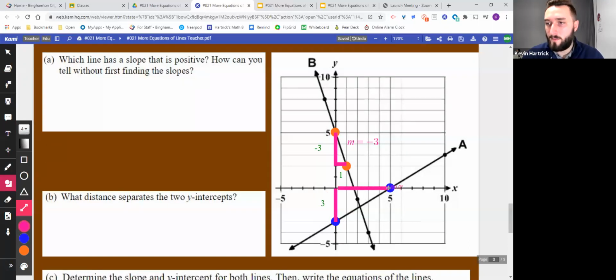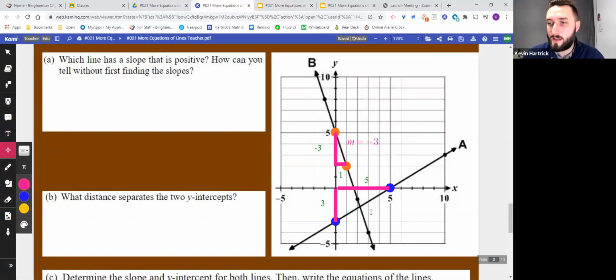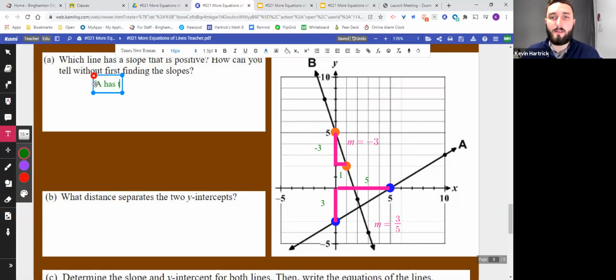Going to the right, looks like 5. Okay, so this is a positive 5 here, which tells me that my slope in this case is 3 over 5. M equals 3 over 5. So which one has the positive slope? A. So we're going to say A has the positive slope.